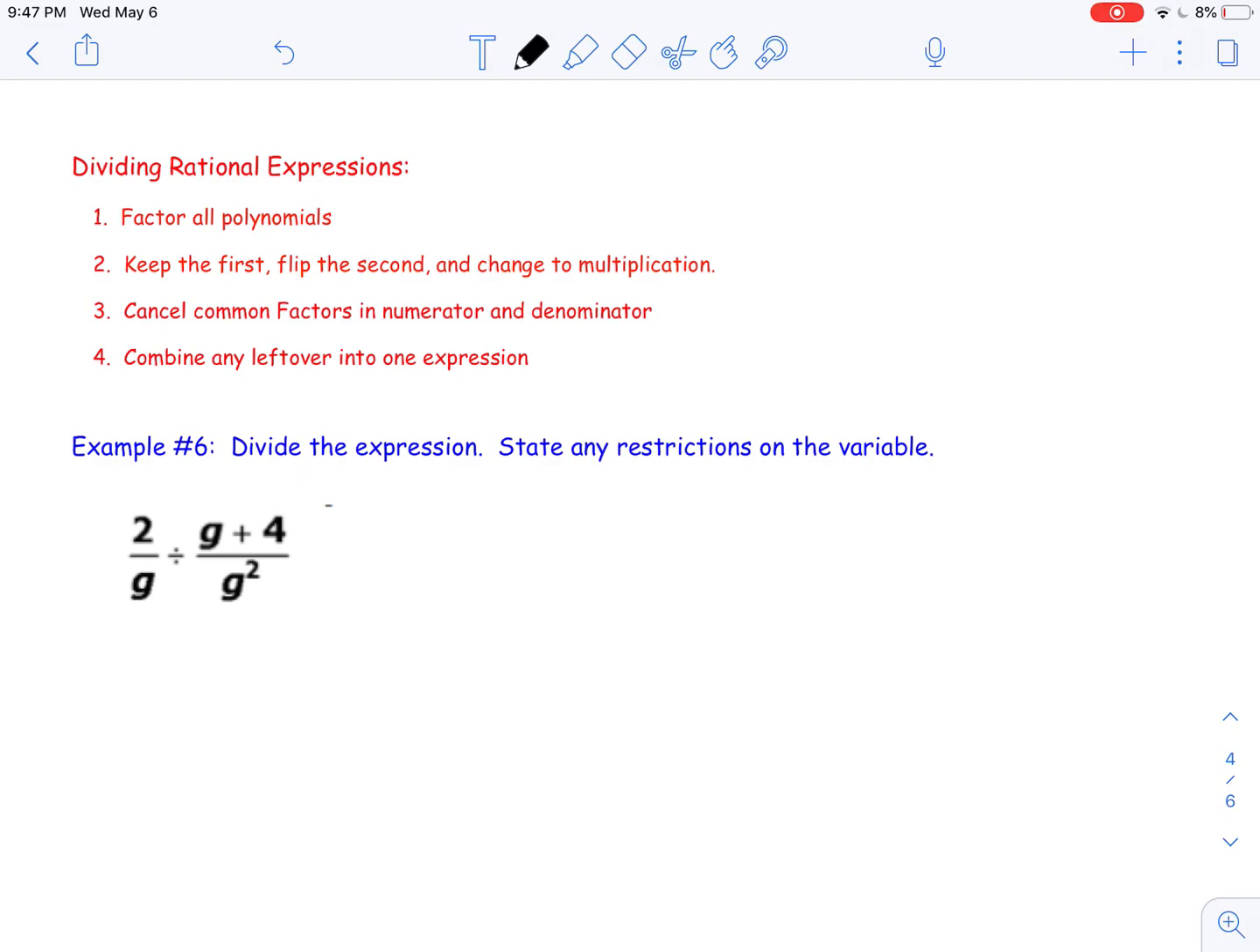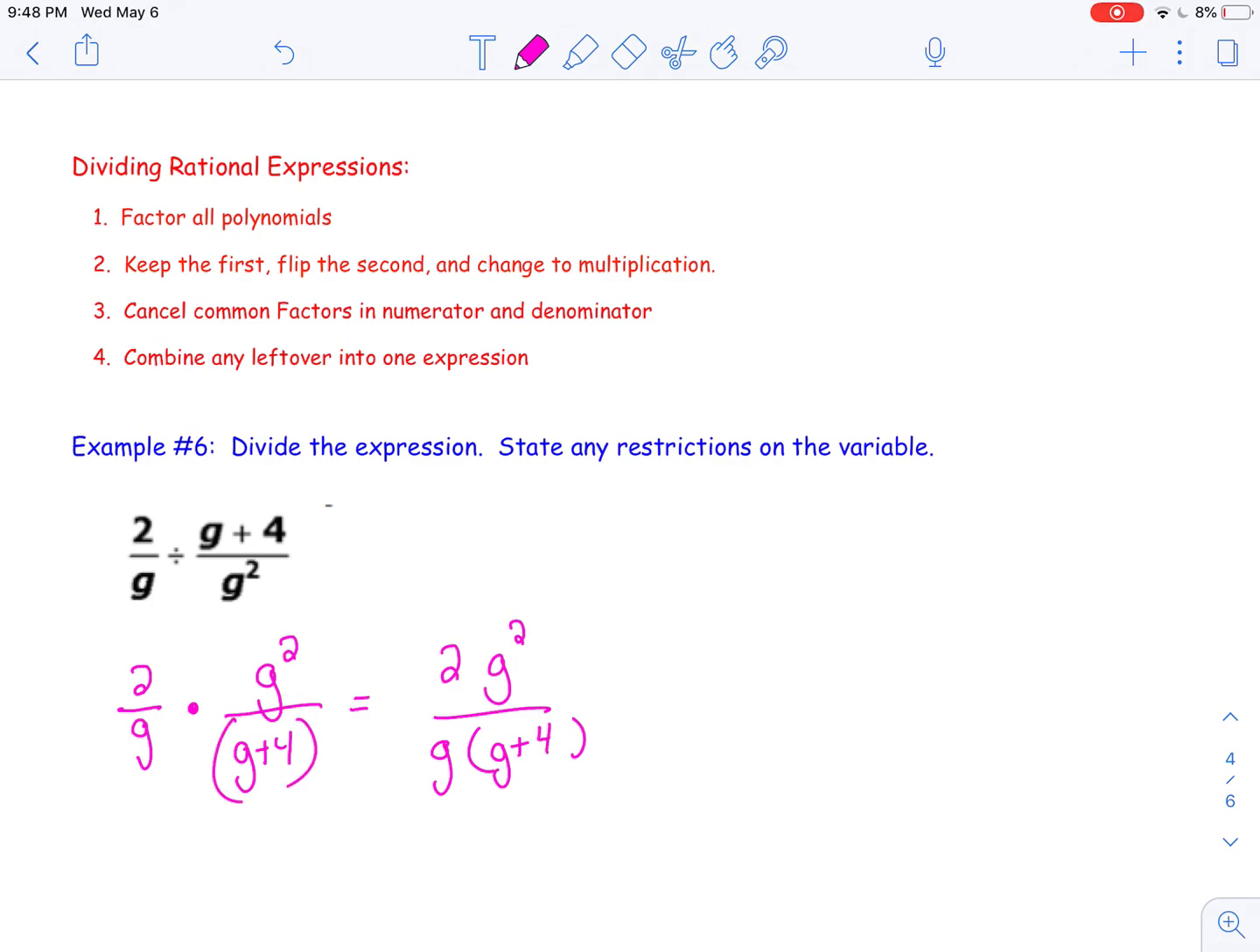So let's start by looking at this and seeing if I can factor anything. The 2 over g doesn't factor, and g plus 4 over g squared doesn't factor, so we'll go ahead and switch to keeping the first, flipping the second. This is going to be g squared over g plus 4, and switching to multiplication. If I multiply these, I get 2g squared all over g times g plus 4. I like to put parentheses around factors so that you know they go together, because that's really g times g plus 4.